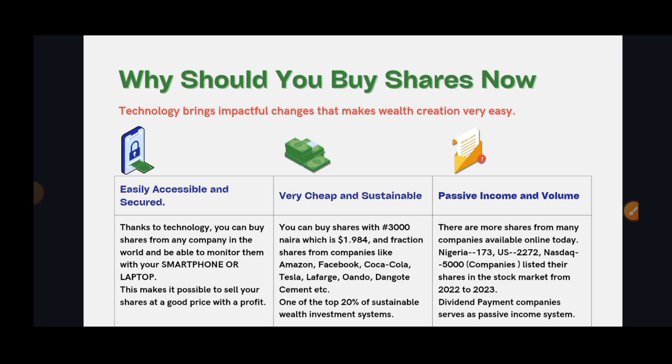And if you buy shares from dividend-paying companies, this also serves as a passive income system. There are some companies that pay dividends quarterly, there are companies that pay dividends monthly, there are companies that pay dividends yearly. So if you buy in these three different categories of dividend payments, monthly, quarterly and yearly, you'll be receiving dividends monthly and also quarterly from different companies, and also yearly, depending on your financial goal. So it is also a passive income system.